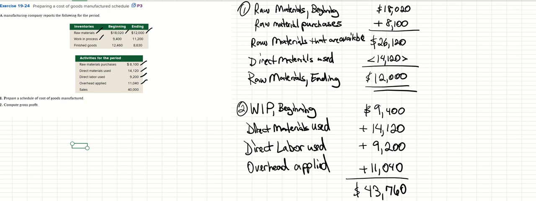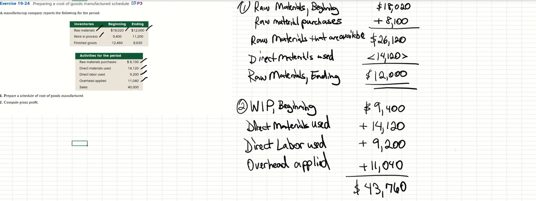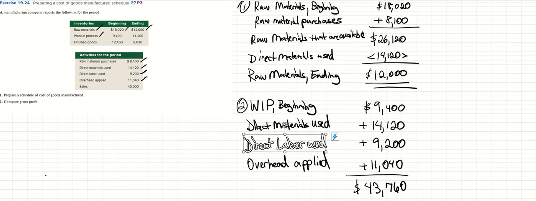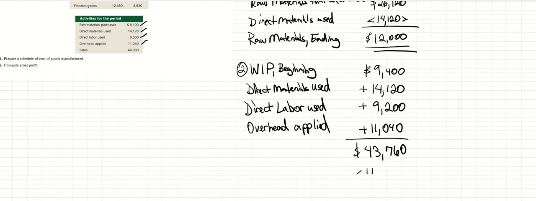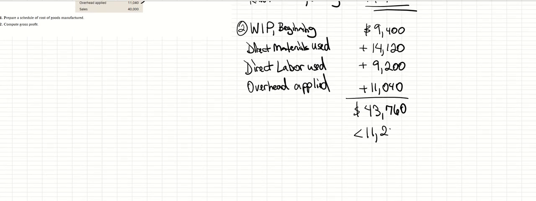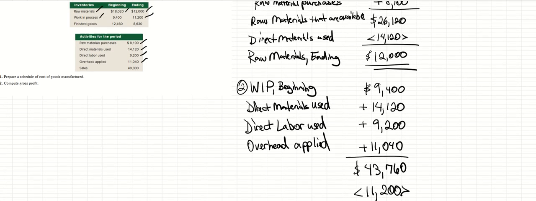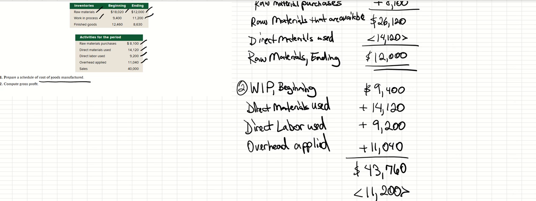Now here's the plug-in that I was talking about, and this is what's going to give us the answer for number one, which is preparing the schedule of cost of goods manufactured. So we need to know what the cost of goods manufactured is going to be. They provide us with the ending work in process balance of $11,200. So all I'm going to do is put that as a subtraction, $11,200, because we're trying to get to our cost of goods manufactured.